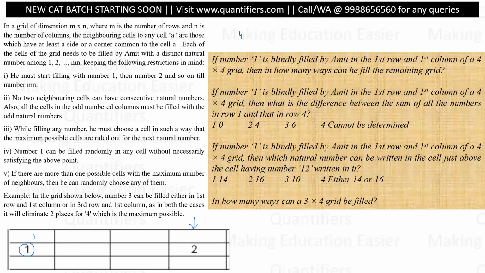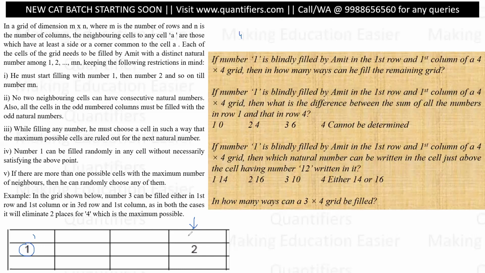Now it says, while filling any number, he must choose a cell in a way that the maximum number of possible cells are ruled out for the next natural number. Now, what do we mean by this? After 2, we have to fill 3. Now, see, 2 can be filled over here also, 2 can be filled over here also, 2 can be filled over here also. There are 3 possibilities for 2.